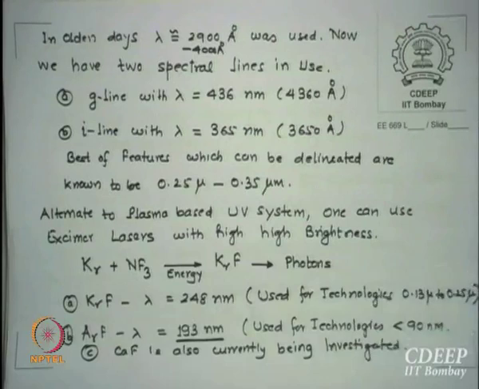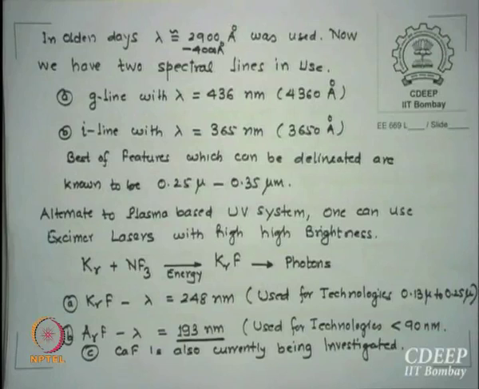Alternate to plasma based UV system, one can use lasers. Excimer lasers with a very high brightness. Typically in an excimer laser, you have either krypton or some other gas, argon, or nowadays even calcium fluoride is used. So krypton plus NF3, and when you apply energy, it forms KrF, and krypton fluoride actually releases photons when ionized.